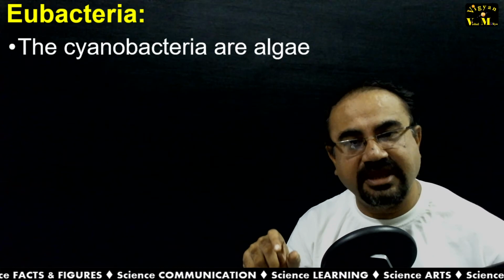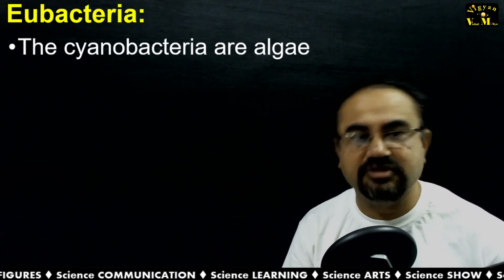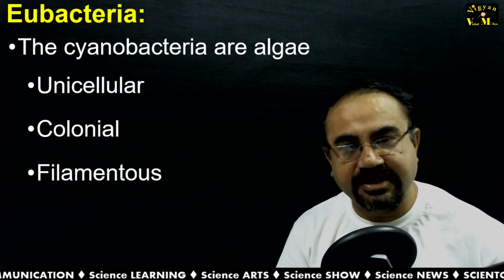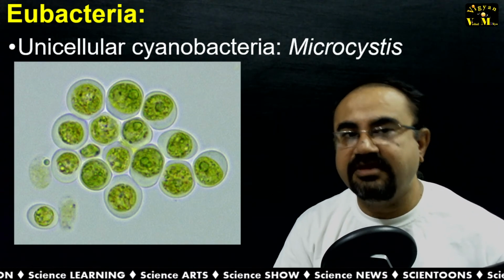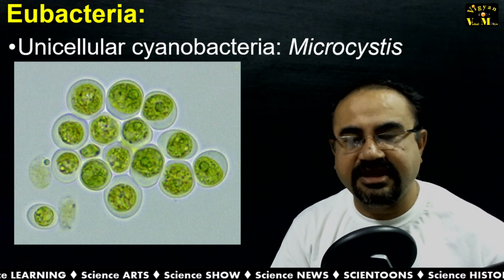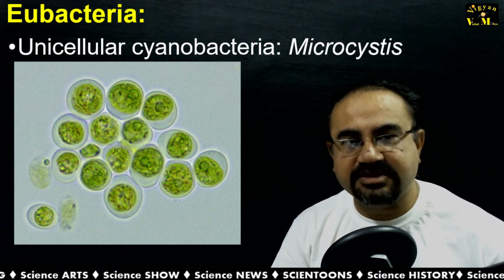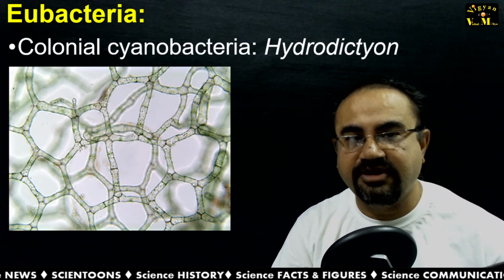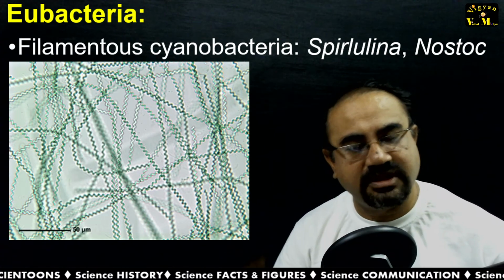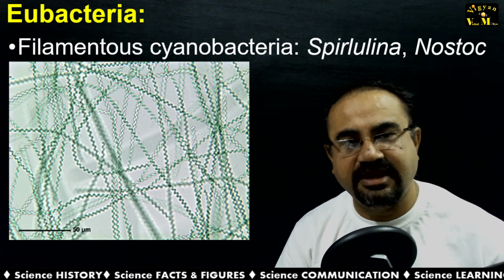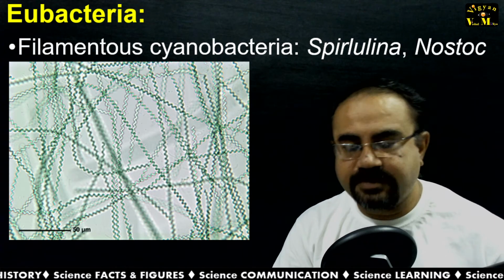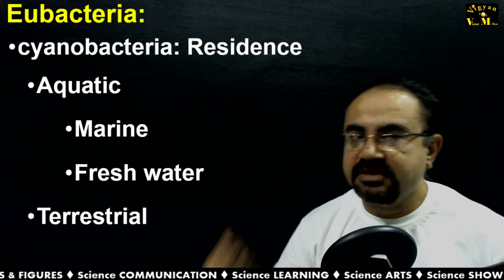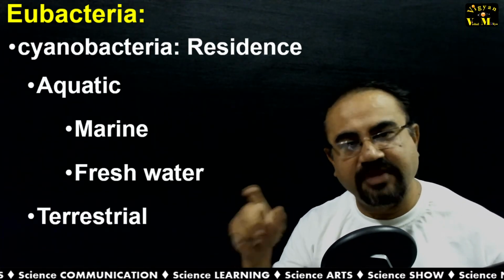The cyanobacteria, sometimes we call it blue-green algae also, can be unicellular, colonial, or filamentous. Here the best example of the unicellular cyanobacteria is represented by Microcystis. Colonial cyanobacteria can be exemplified with Hydrodictyon, and filamentous, there are n number of cyanobacteria. Simply we can see Spirulina, Nostoc, Anabaena, and so on. Cyanobacteria can be aquatic, can be terrestrial.